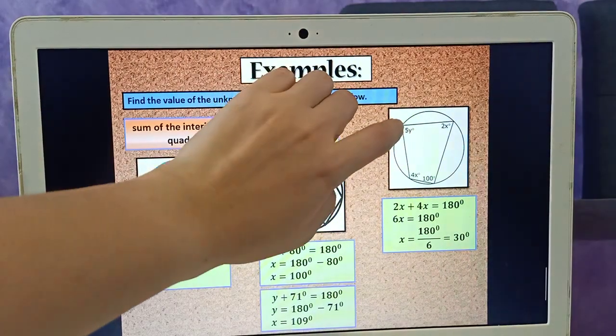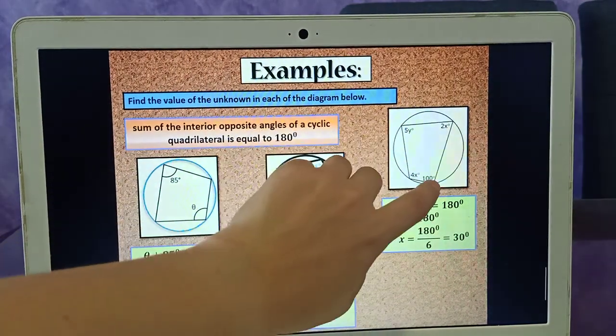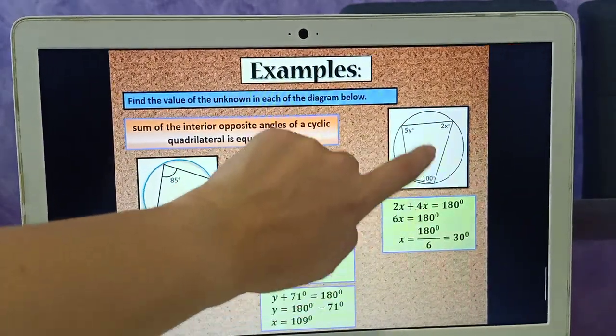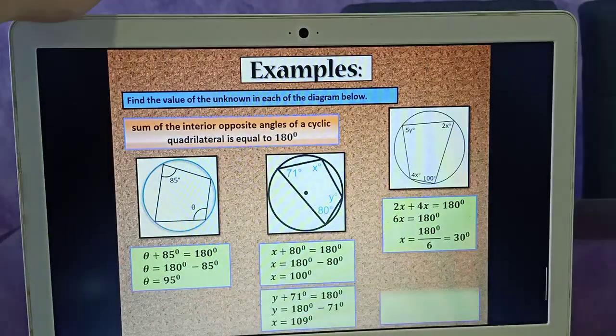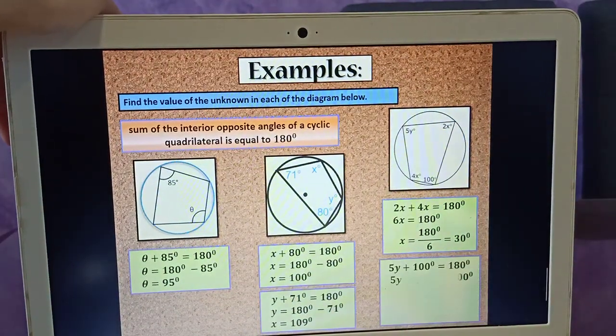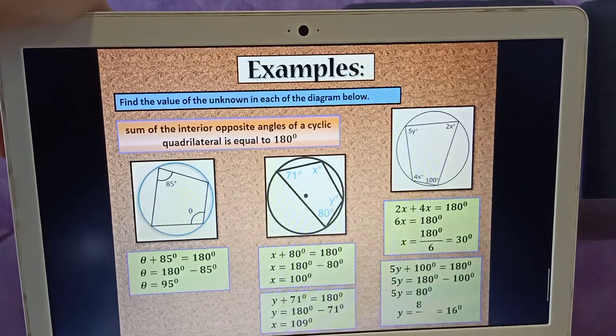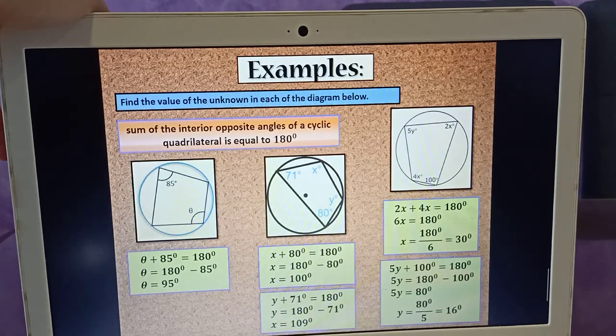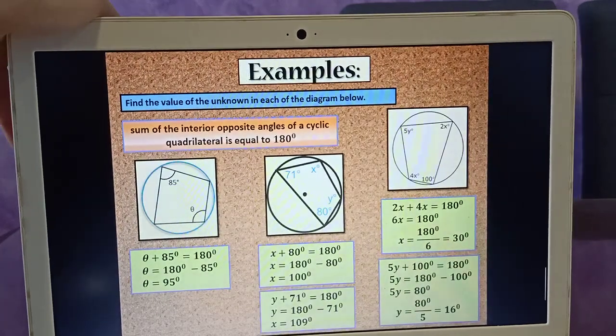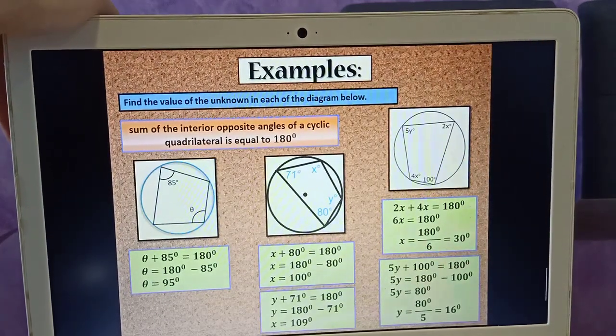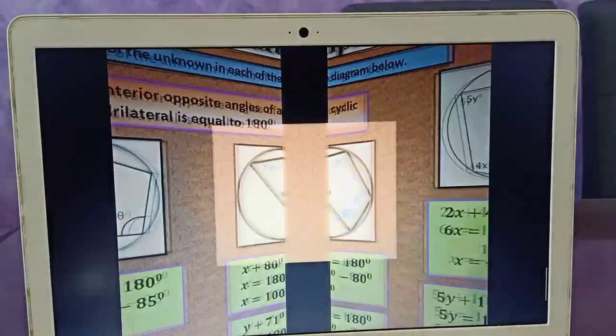Okay, another pair of interior opposite angles is 5y and 100 degrees. They are opposite to each other, so their sum will be 180. So you move 100 degrees to the right hand side, and then you will get 5y equals 80 degrees, and y equals 80 degrees divided by 5, which is equal to 16 degrees. Okay? Next.